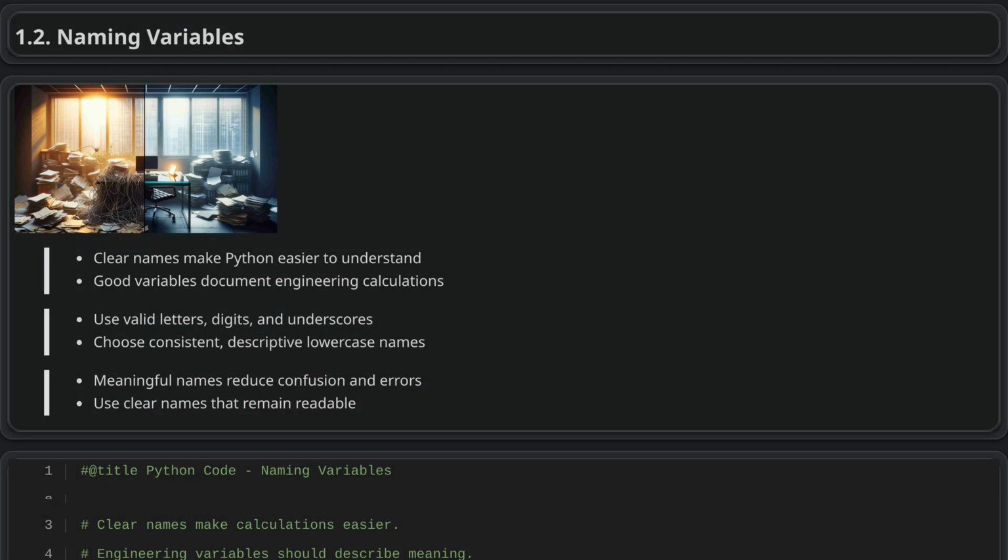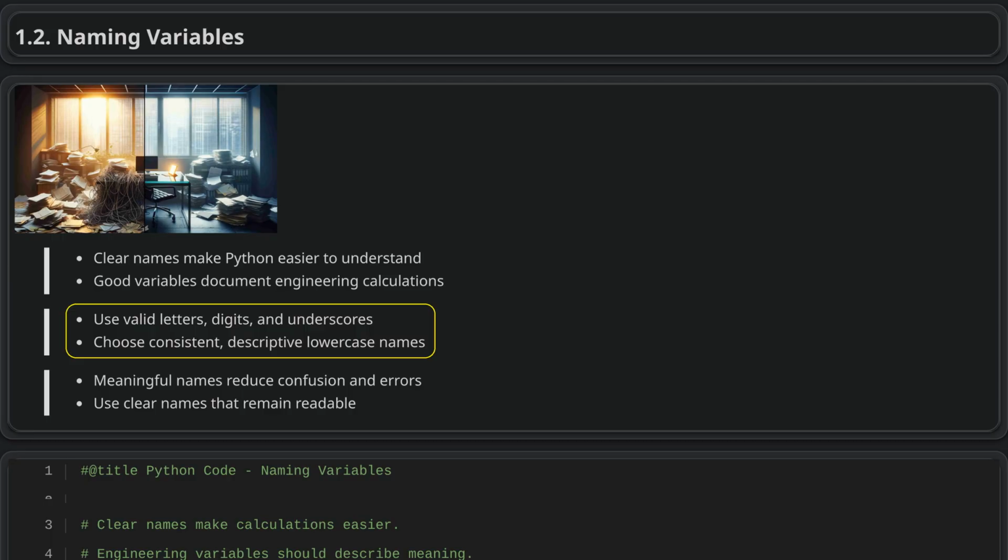Naming variables. Clear names make Python programs easier to read and maintain. A variable name should describe what the value means, helping distinguish related quantities like different temperature measures. Used well, meaningful names make code more self-explanatory and reduce the need for lengthy comments.